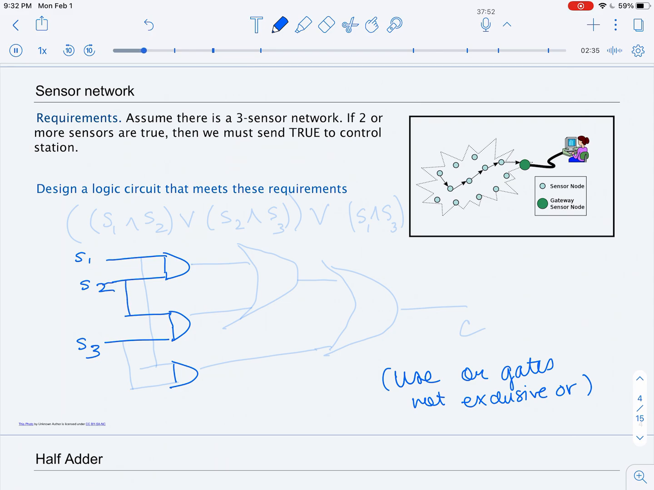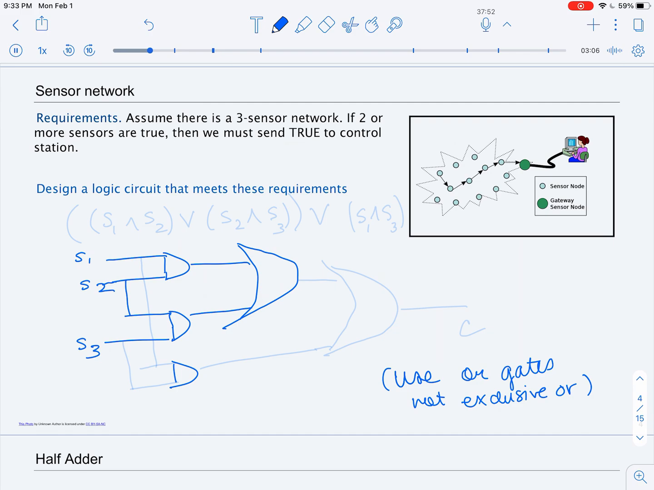And what we can do is, if either of those ANDs are true, then we know that we satisfy the requirement. So here we can take the output of both of those AND gates and send it to an OR gate, because if either of those pairs are true, then we know we've satisfied the requirements for the system.